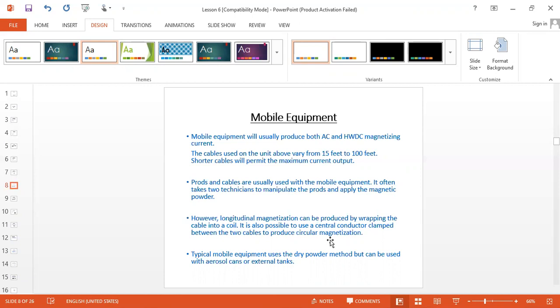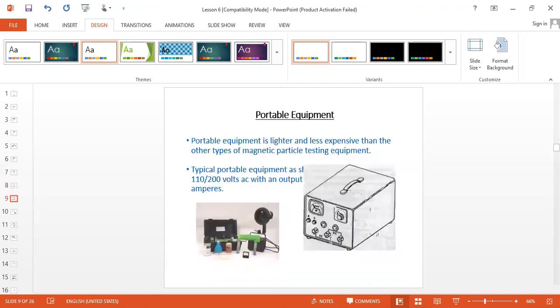It often takes two technicians to manipulate the prods and apply the magnetic powder. Then in this type of equipment, we can give headshot, we can give coil shot, and we can use prod. So in mobile equipment, there are three types of facilities: headshot, coil shot, and prods. However, longitudinal magnetization can be produced by wrapping the cable into a coil. It is also possible to use a central conductor clamped between the two cables to produce circular magnetization. Typically, mobile equipment uses the dry powder method, but it can be used with an aerosol can or external tanks. So this mobile equipment we can use for the dry method as well as wet methods.